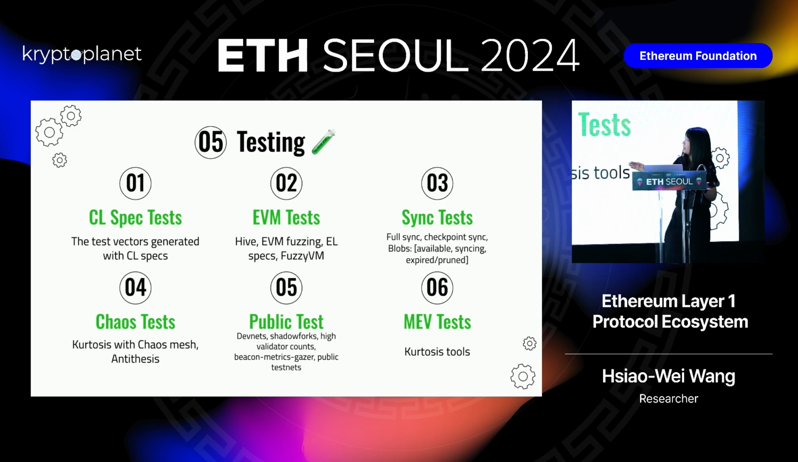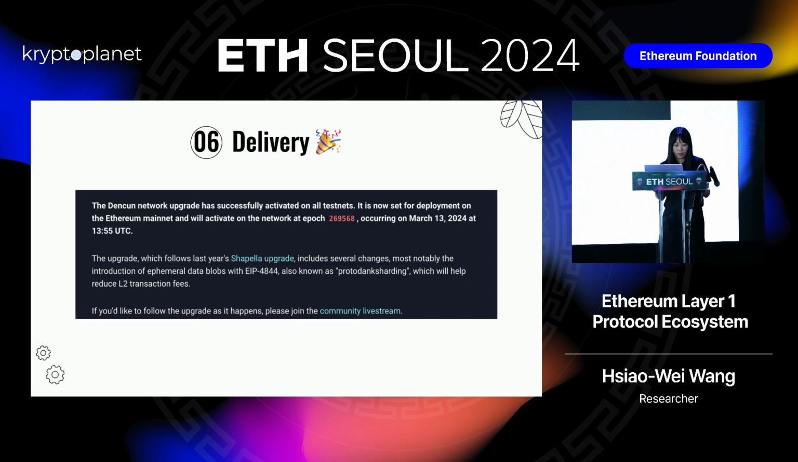There are various tests here, like the spec tests, the static ones, the EVM tests, the sync tests, and also networking tests, chaos tests, and more fuzzing work. And finally, we get into the public testnet. There were also some other components, not listed among the core components, that are needed by the validators, like MEV. And finally, 2 or 3 weeks ago, we delivered Dencun, and EIP 4844 is included.